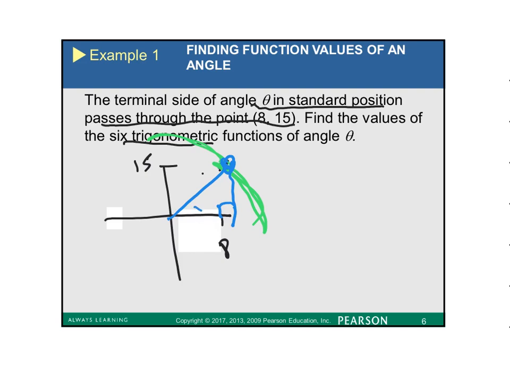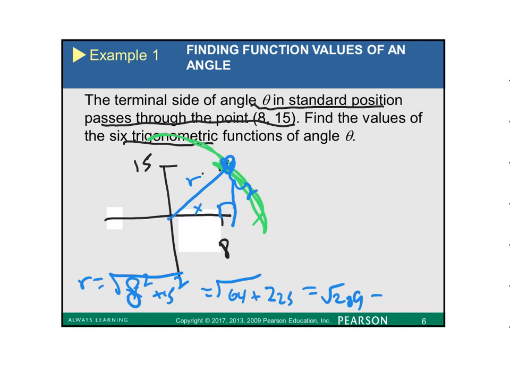In this picture, what value would be x? 8. What value would be y? 15. Very good. The hard part: what's the value of r? R equals the square root of x squared, which was 8 squared, plus 15 squared. That would be the square root of 64 plus 225, which gives 289. The square root of 289 is 17. I might label that as 17 right here. So we said x was 8, y was 15, r is 17.